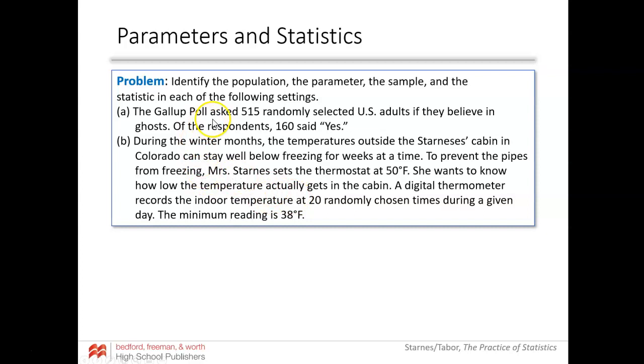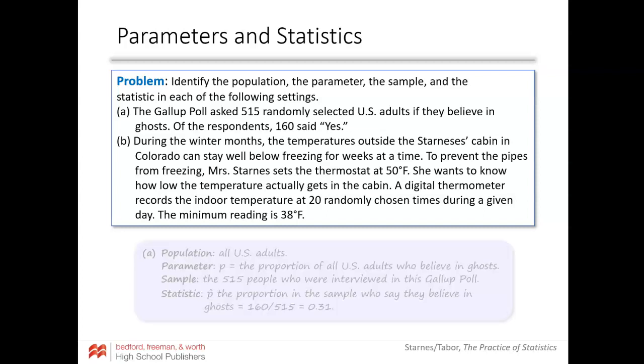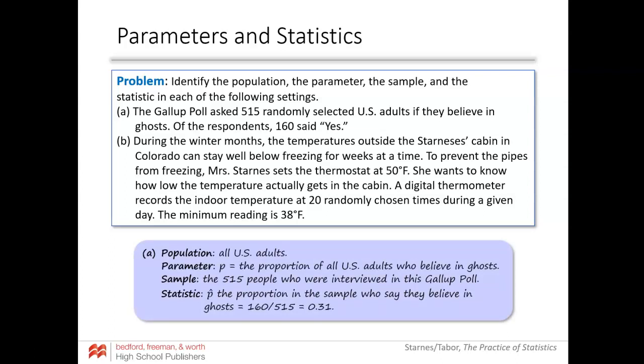All right, let's look at this example here. Read carefully: we need to identify the population and parameter, and then the sample and the statistic. The Gallup poll asks 515 randomly selected US adults if they believe in ghosts, and of the respondents, 160 said yes. First, let's focus on the population and the parameter. The population they're trying to reach is all US adults. The parameter they're trying to estimate for the population is the proportion of all US adults who believe in ghosts.